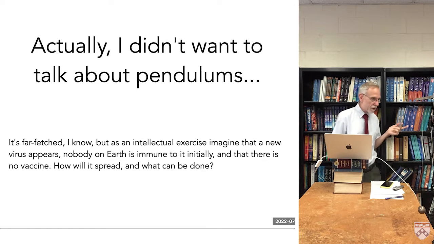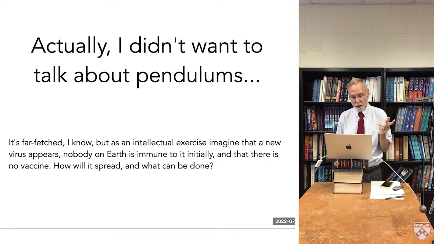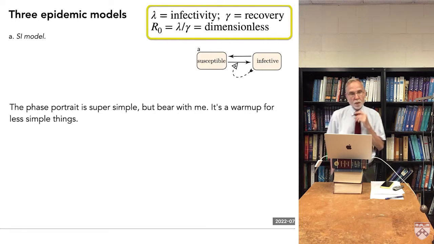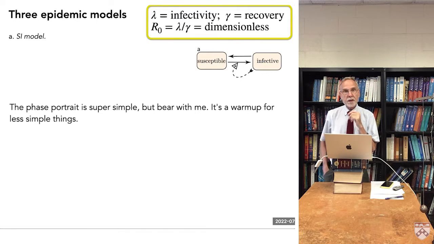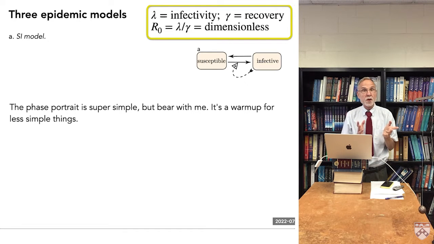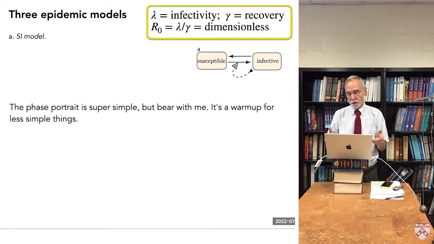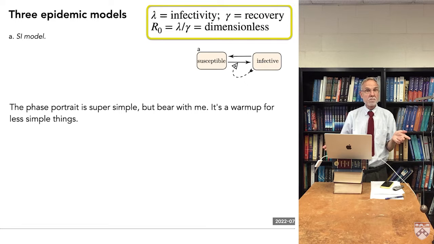I know it's far-fetched, but just as a hypothetical exercise, imagine that some new virus appears and that nobody on Earth is immune to it at the beginning. What's going to happen? And what could be done? Well, maybe you've heard about epidemic models. I can imagine a simple illness like strep throat, where you get it, you're sick for a while, during your illness you're contagious, then you get over it, you're not contagious anymore, but you could get it again later. Okay, that's the strep throat model.